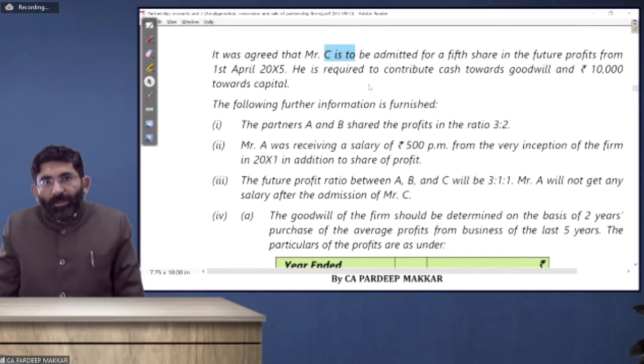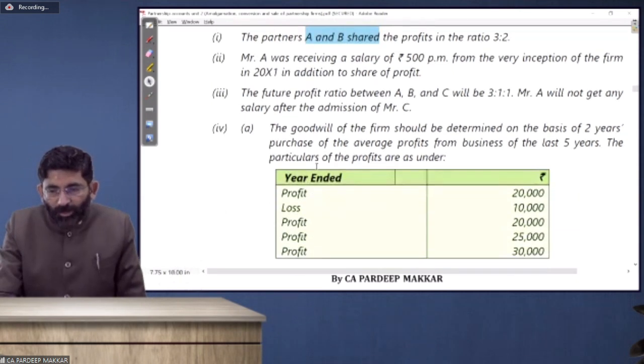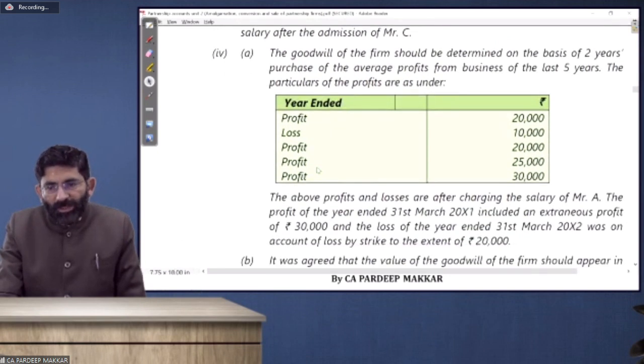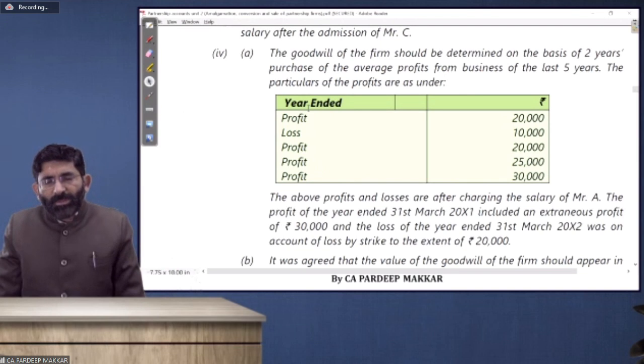Cash account debit to C's capital account, whatever amount he brought. Then if he has to pay something for goodwill, then cash account debit to C's capital account also, because goodwill is also entered in that way. Or we may debit it through that. Then he says goodwill of the firm should be determined on the basis of 2 years purchase of the average profit of the 5 years. Very simple, as we all remember that. It is a simple concept. Maybe you remember that. You have to do accordingly.